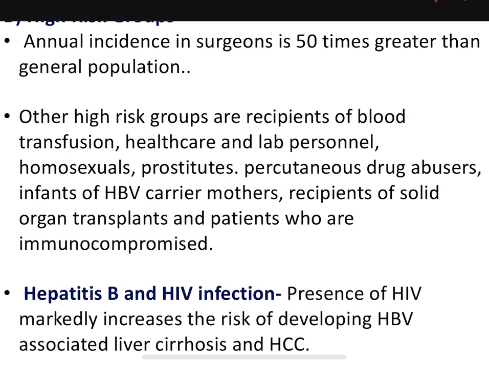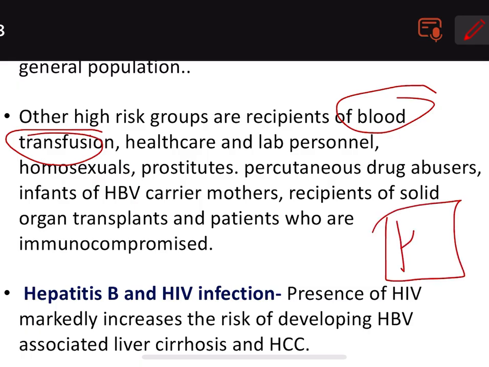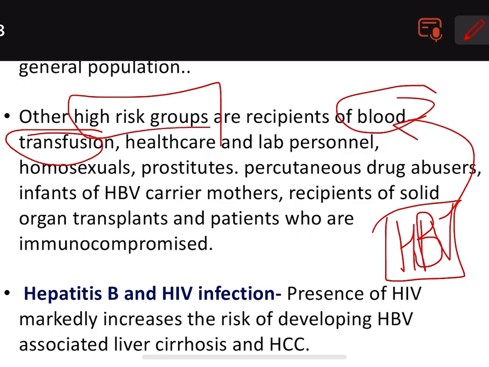So we see the high risk groups are those who have constant contact with the blood. So if a blood transfusion is done and that blood contains the hepatitis B virus, then it can result in the transmission of infection to the healthy individual. So the high risk groups are those who have repeated blood transfusions and those who work in healthcare facilities, because it is spread by saliva secretions.